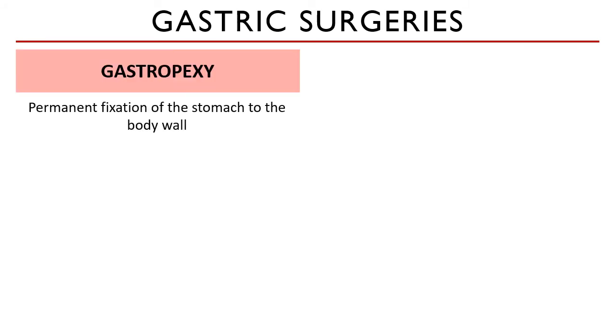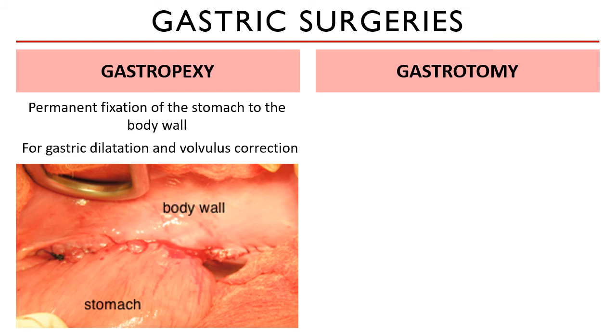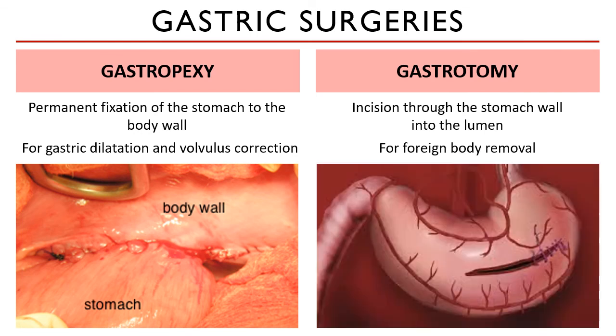There are 2 gastric surgeries which are commonly done, and we are going to discuss them in this chapter. The first is gastropexy, which is the permanent fixation of the stomach to the body wall. This is indicated as the surgical correction of gastric dilatation and volvulus. The other surgery is gastrotomy, which is the creation of a surgical incision through the stomach wall into the lumen, and is usually indicated for foreign body removals.